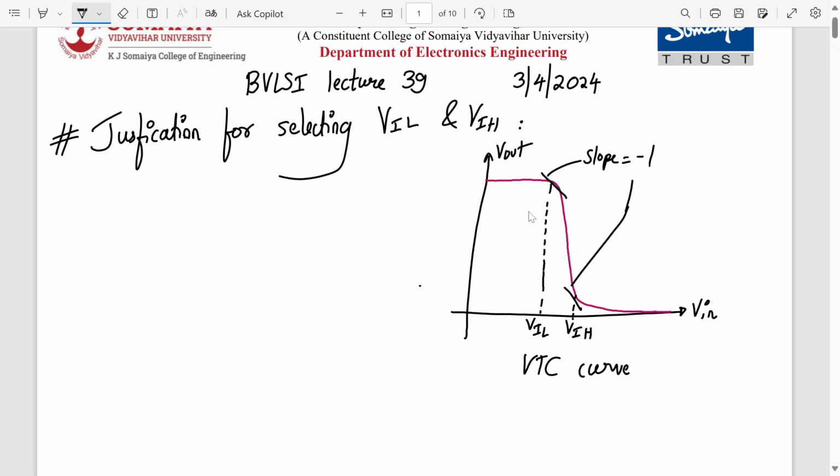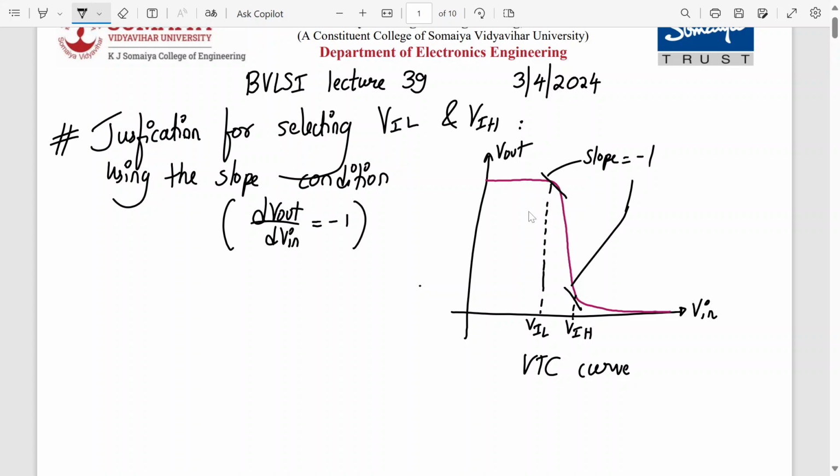So today we are mathematically justifying why we take it at -1 slope. Today we will justify the selection of VIH and VIL using the slope condition. What is my slope condition? dV out by dV in is equal to -1. Alright.